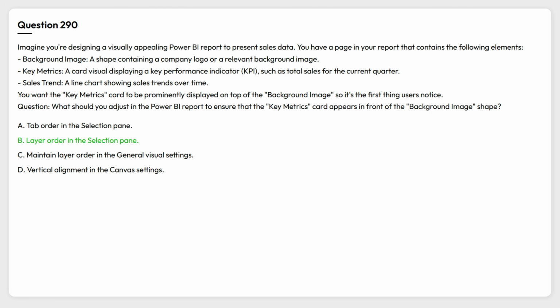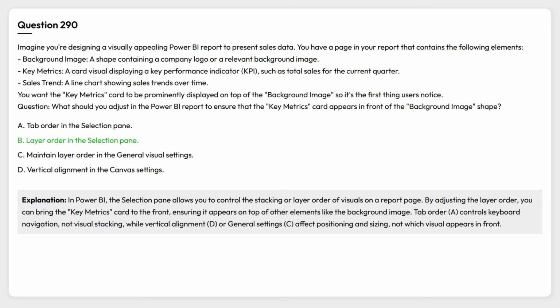The correct answer is option B. Layer order in the selection pane. In Power BI, the selection pane allows you to control the stacking or layer order of visuals on the report page. By adjusting the layer order, you can bring the key metrics card to the front, ensuring it appears on top of the other elements like the background image.